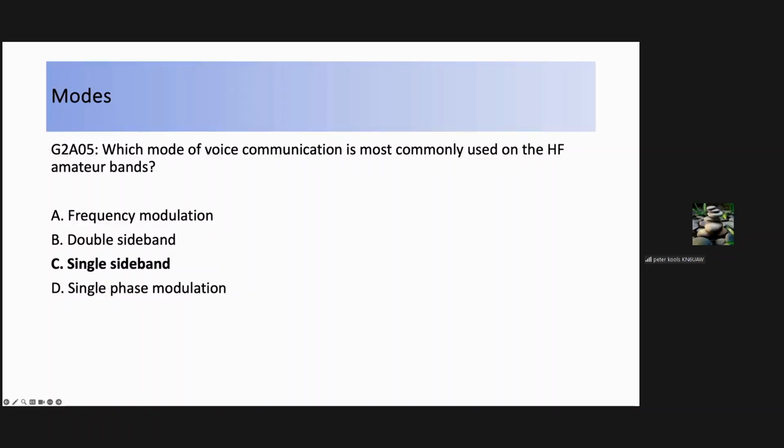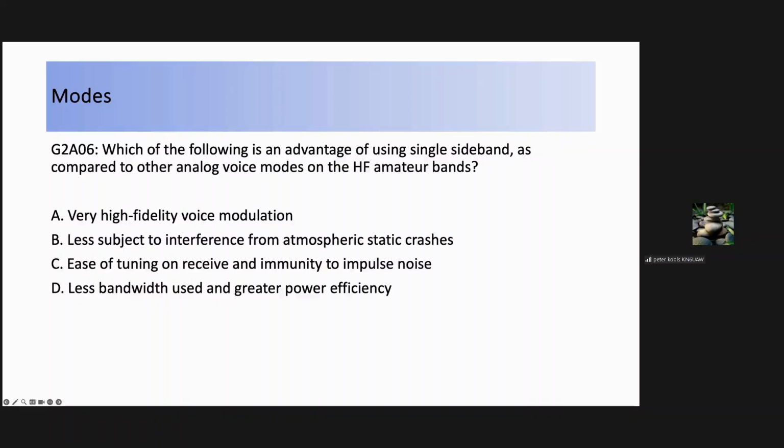Which mode of voice communications is most commonly used on the HF amateur bands? This is single sideband. You can use FM, you can use AM, but SSB is the most common. Which of the following is an advantage of using single sideband as compared to other analog voice modes on HF amateur bands? It's all about bandwidth. So it's less bandwidth used and greater power efficiency.